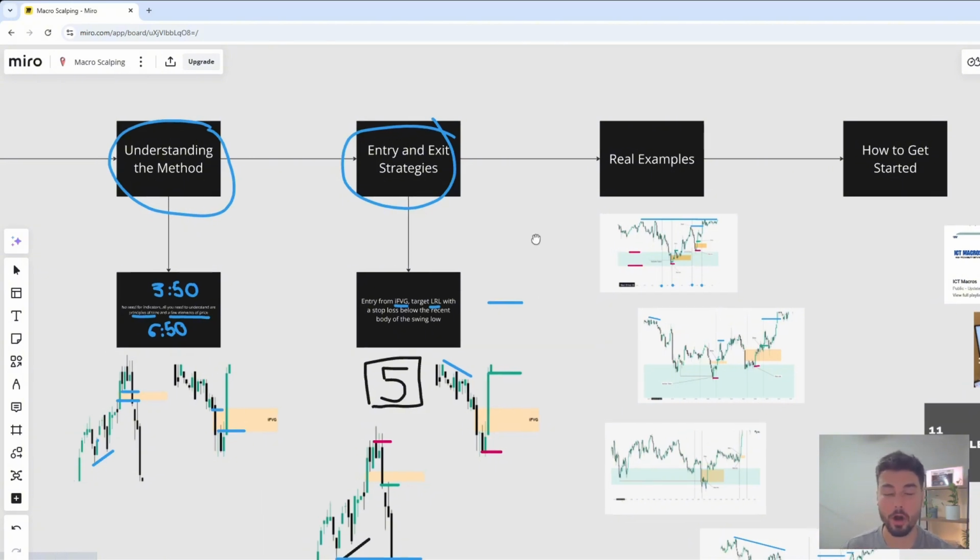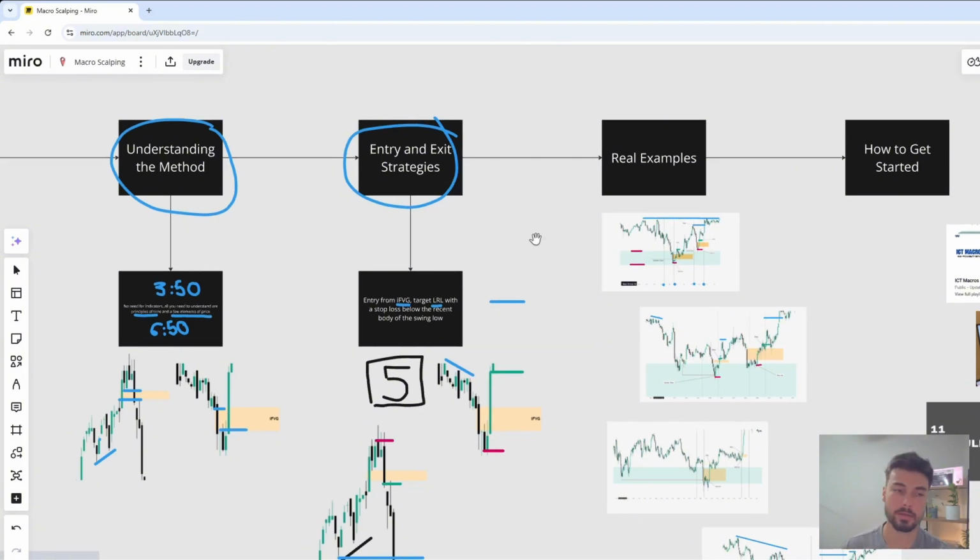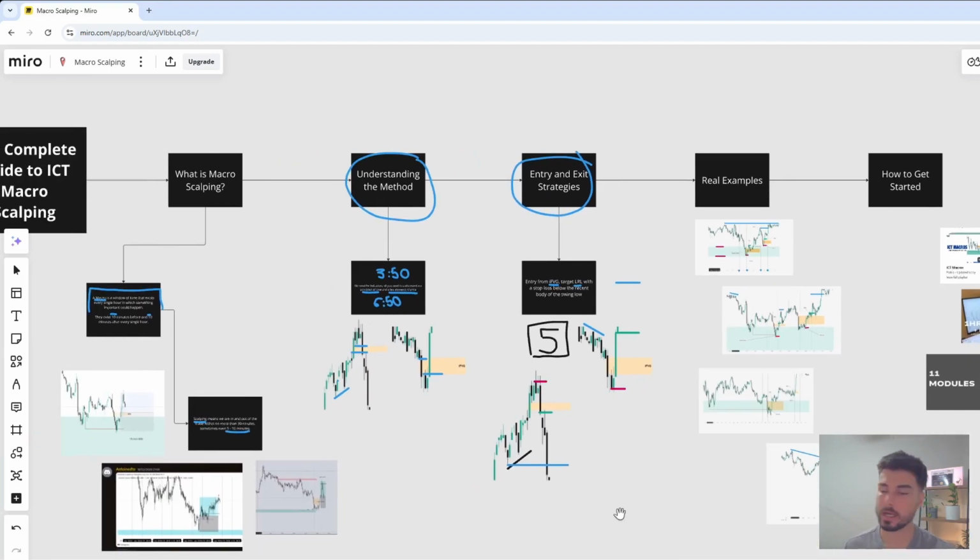And I've been doing this for over a year and a half using macros. And trust me, I've tried every model. I've tried the 2022 model, the unicorn model, and they all work. Everything works. You don't even have to use an inversion if you don't want to, right?